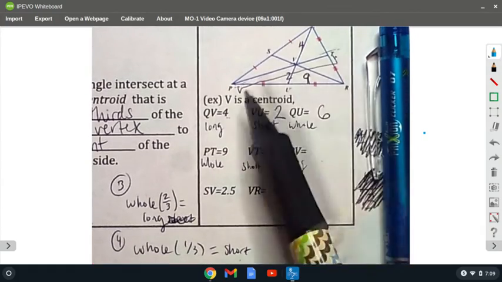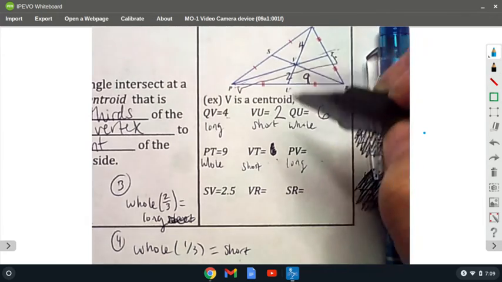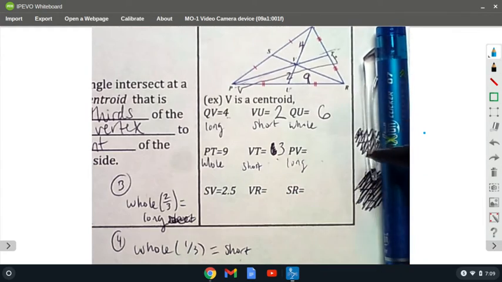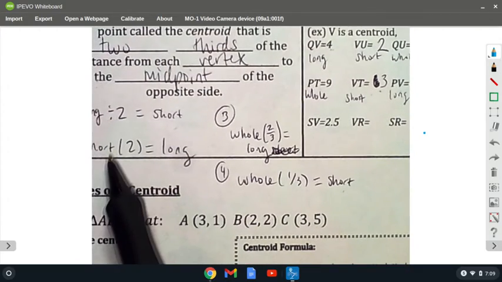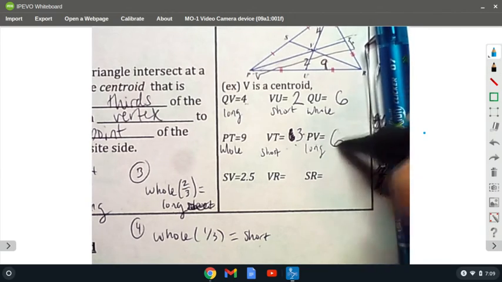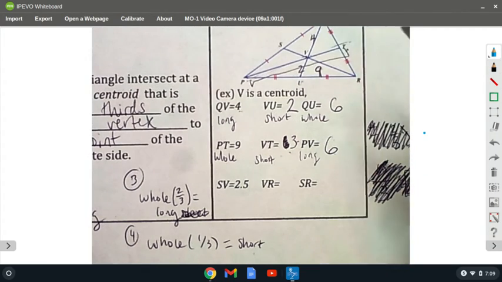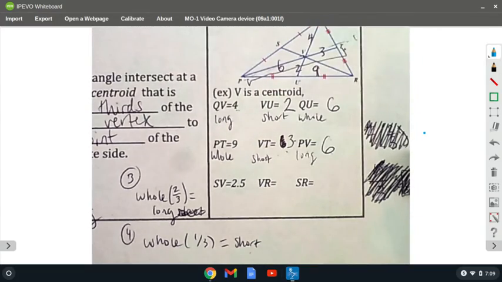Sometimes you can just figure it out. What would a third of 9 be? So what times 3 equals 9? That would be 3. So my short would be 3. Then we also know short times 2 equals our long. So our long piece would be 3 times 2, which is 6. So you'll see I have 6, 3, whole thing is 9.